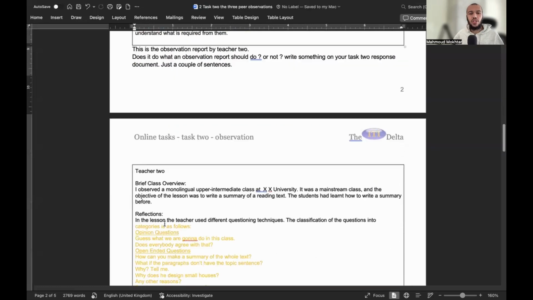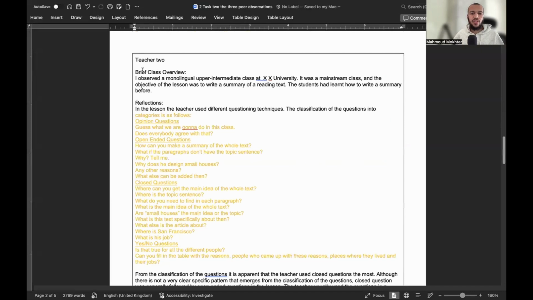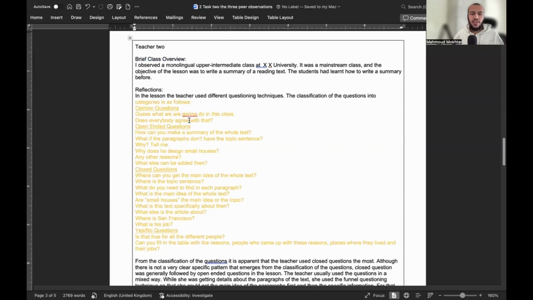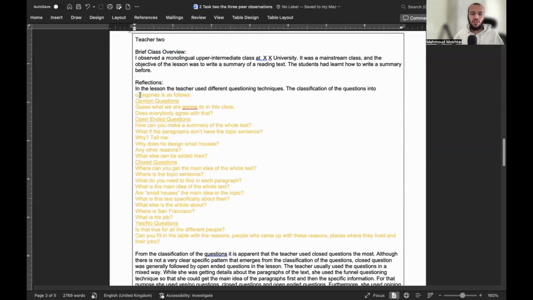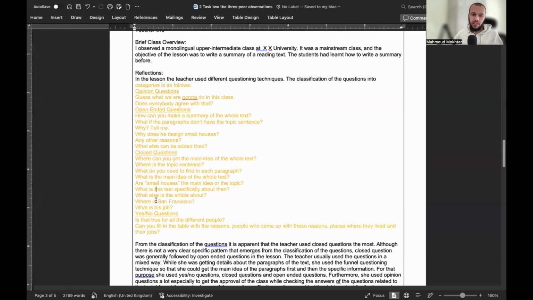If we have a look at teacher 2, teacher 2 started with an overview, that's good, and then the reflection. Again, the same problem of listing the questions, but at least categorized. And if we look again at the categories here, we have yes/no questions, a couple of other questions, and then also closed questions. Yes/no questions are also closed questions. So this needs a bit more attention to these small details.